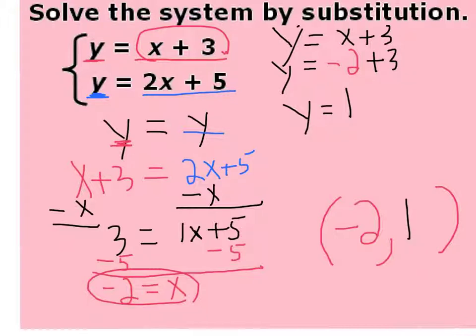Should I check it? I can check it with my other equation. Watch. -2. Let's put it right there. And what is 2 multiplied to -2? That equals -4. And what is -4 plus a positive 5? That should equal 1. And it does. And that's my y value. So it works perfectly.